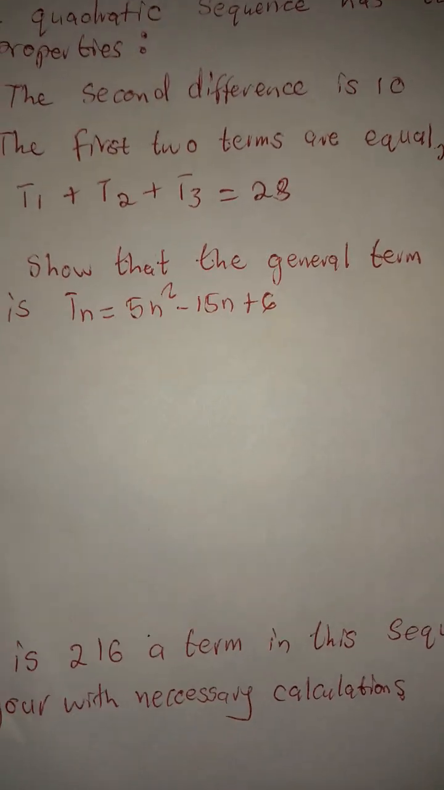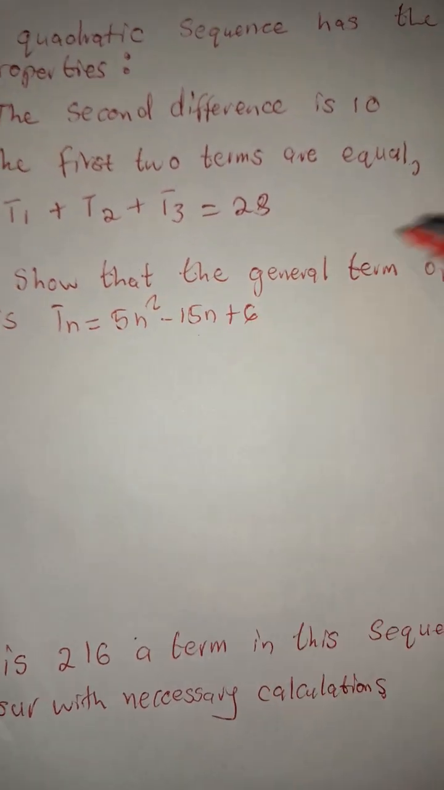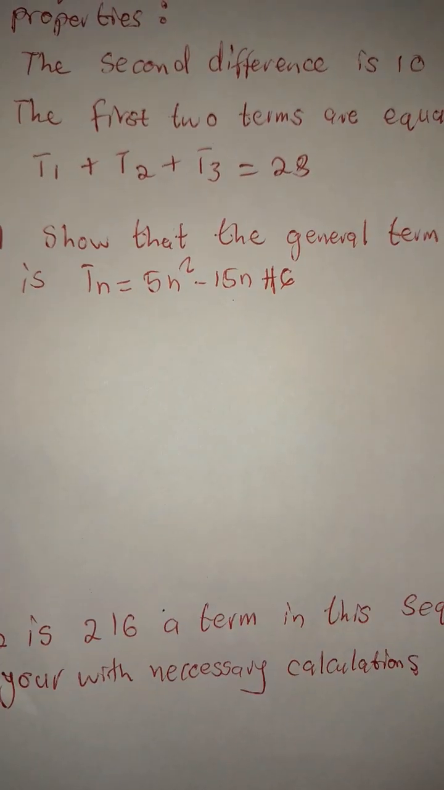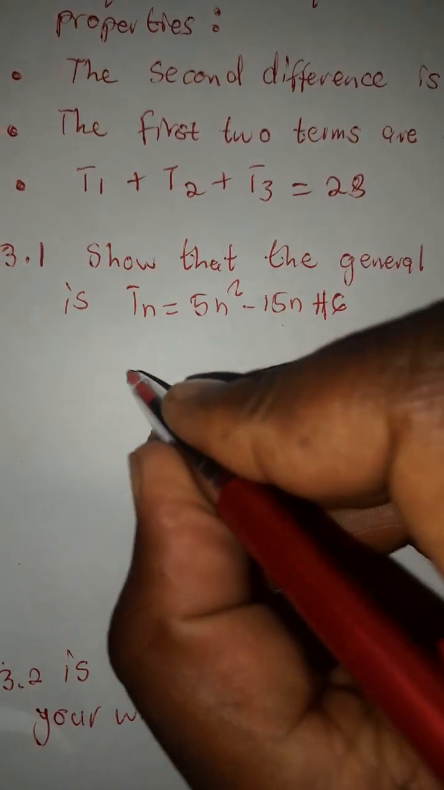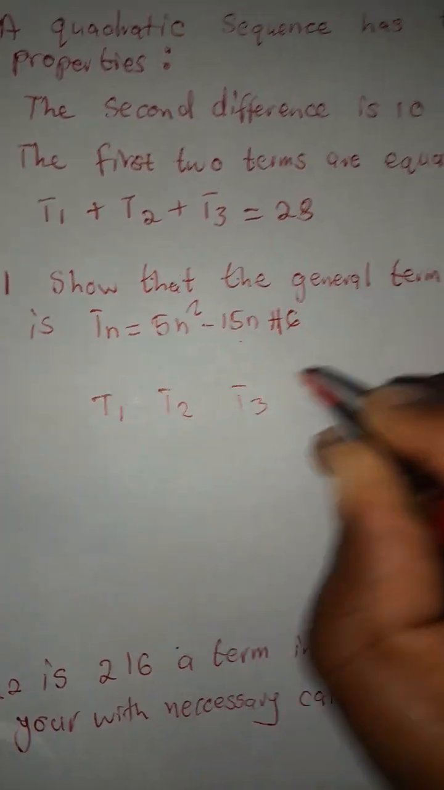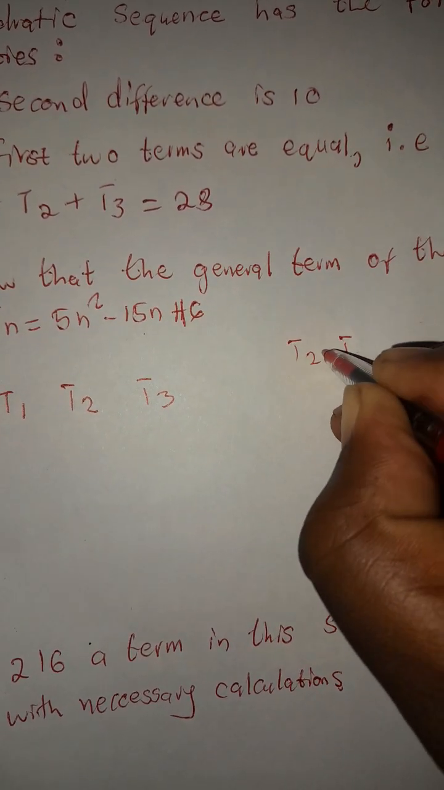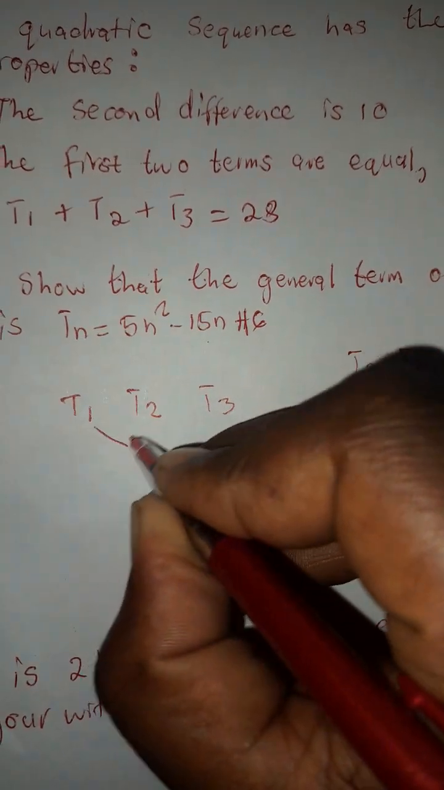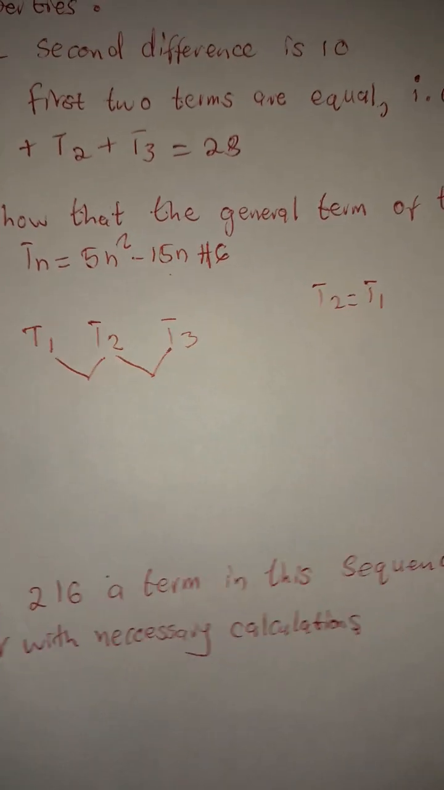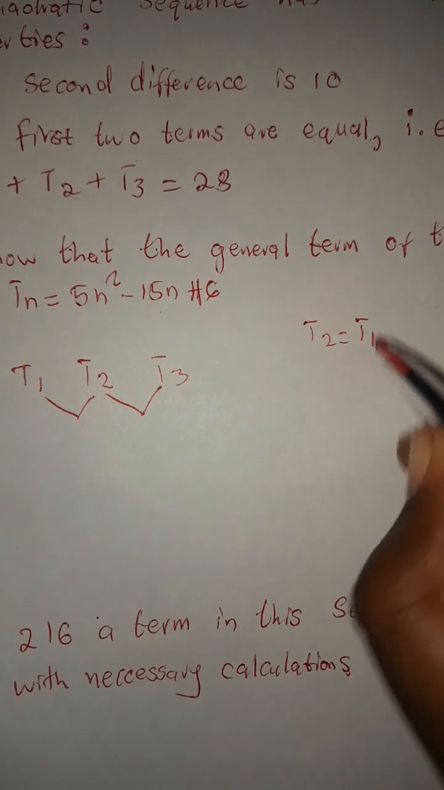Basically, we need to show that it is in this form: 5n squared minus 15n plus 16. Sorry for that, it was given as 16. Okay, so we have T1, T2, and T3. Mind you that we are told that T2 is equal to T1. Using a quadratic, we know that there's a first term, a first difference and a second difference.